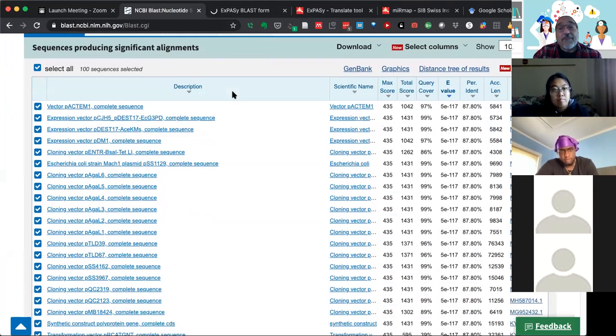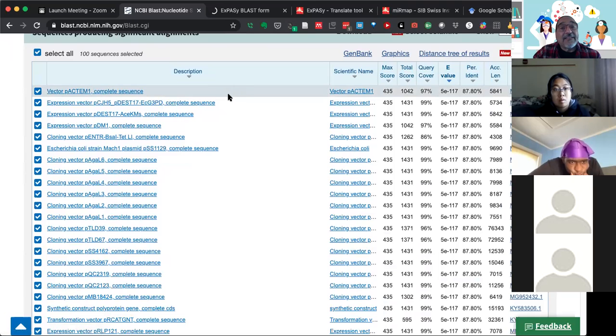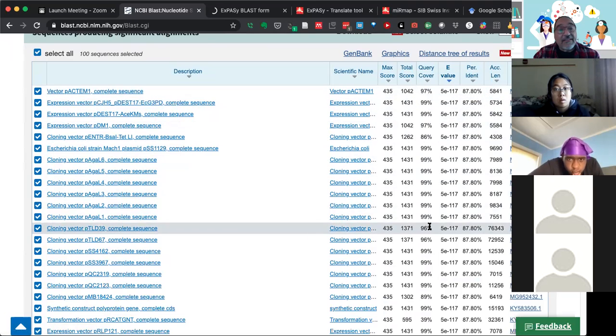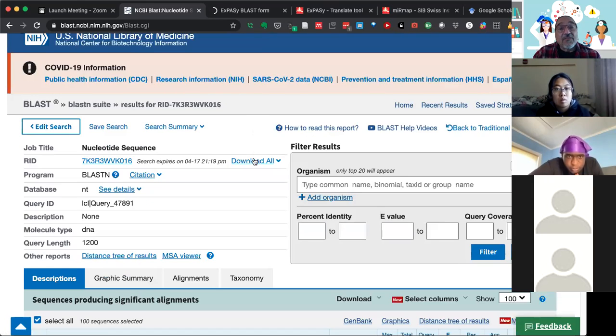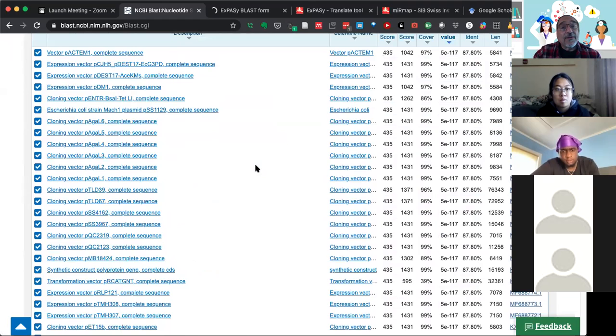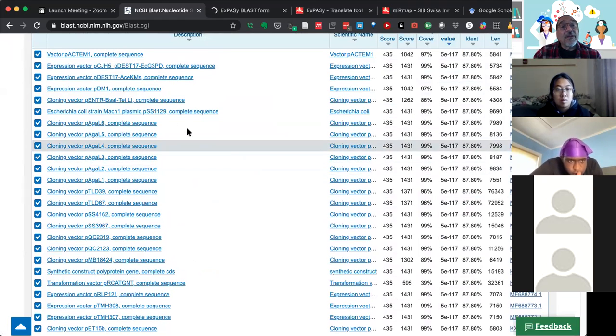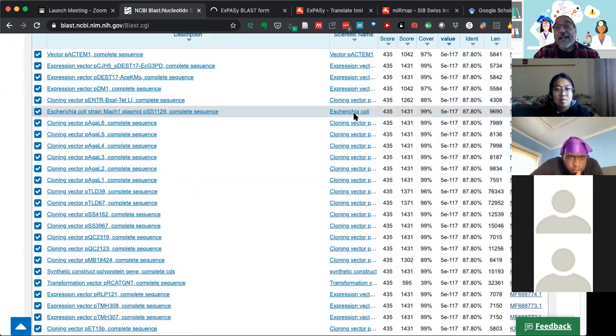Sequences producing significant alignments. And if you take a look at it, the identity, and you can read the identity on the side, is 99% identity. That is, the dinosaur sequence that was published by Michael Crichton is identical to, take a look at what they are. They are cloning vectors. And in fact, where he got it was this one right here.